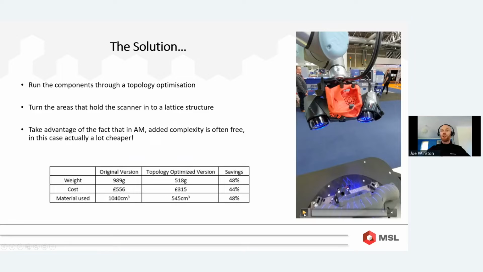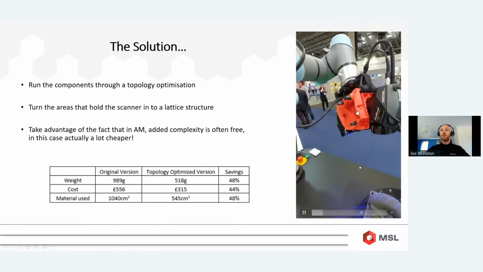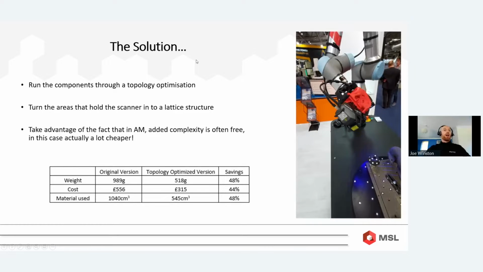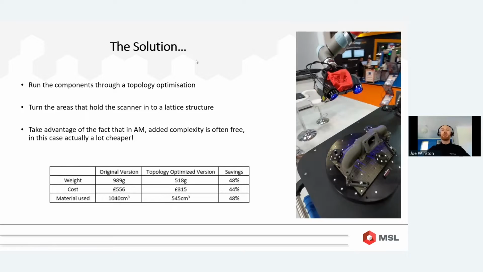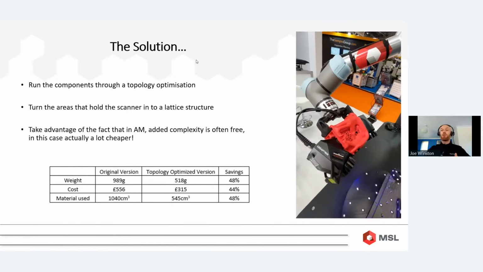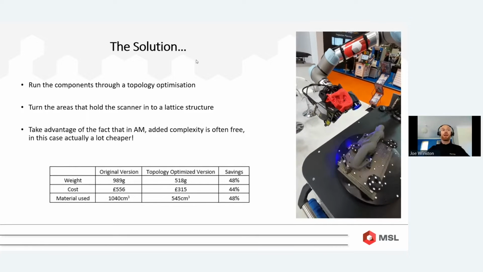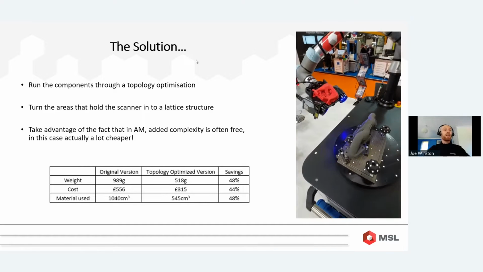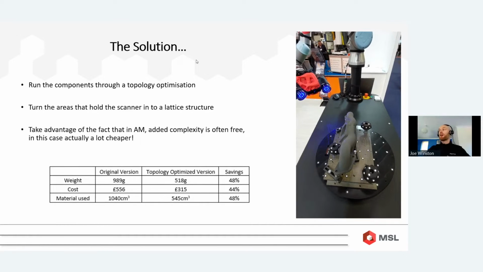So the solution, I'll run this little video showing the optimized clamps in action at the Mac show. So the solution is to run the components through a topology optimization. So the topology optimization reduced material, therefore reduced the weight of the part and increased the efficiency of the end of tooling. We also turned the areas that hold the scanner into a lattice structure. So this gave us further material reduction and increased the ventilation, so improving the performance of the scanner.